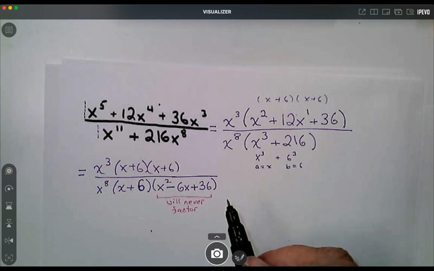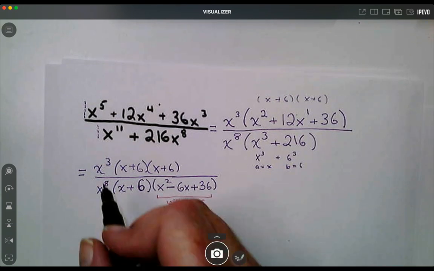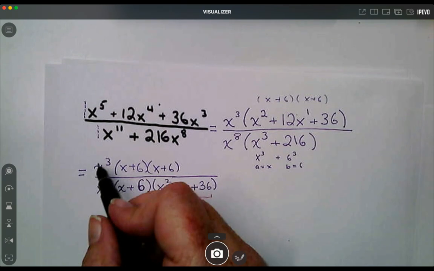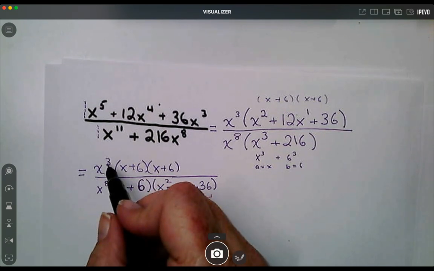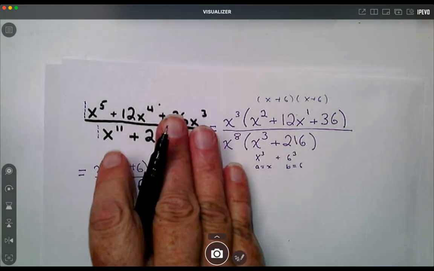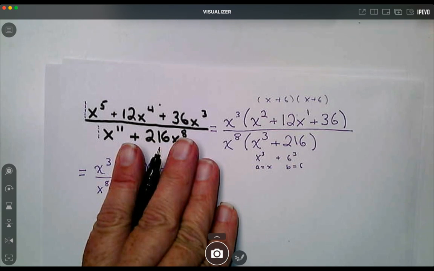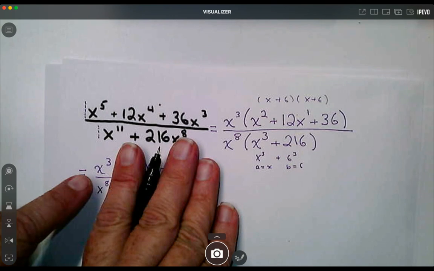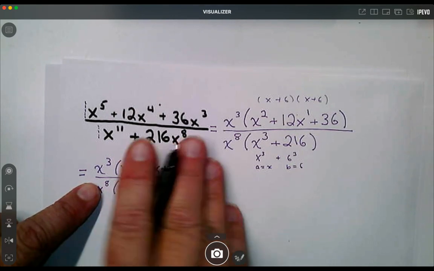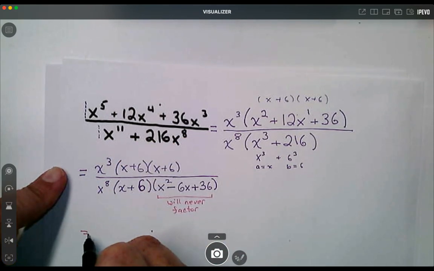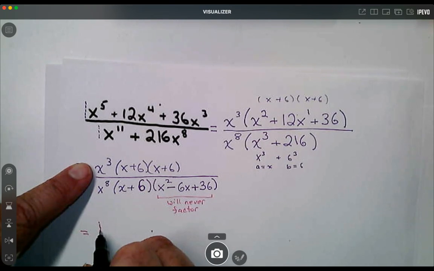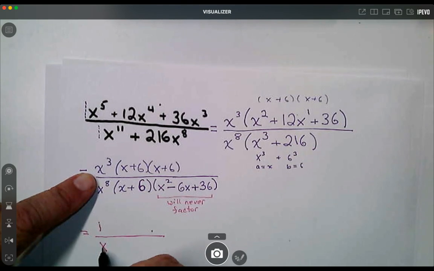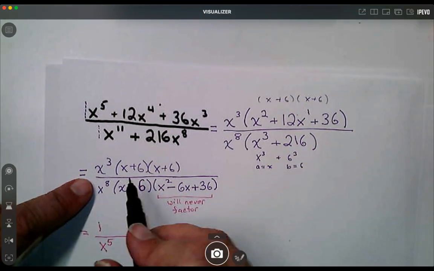So now it's time to look at what can cancel. These are called monomials, right? They're one term, nothing is added or subtracted. So I can simplify these as if they were their own fraction. If this were x to the 3rd over x to the 8th, I would subtract the exponents, and I would have an x to the power of 5 on the bottom. You could put a 1 here if you'd like, but you don't need it. And again, subtract the exponents. I have x to the power of 5 on the bottom.